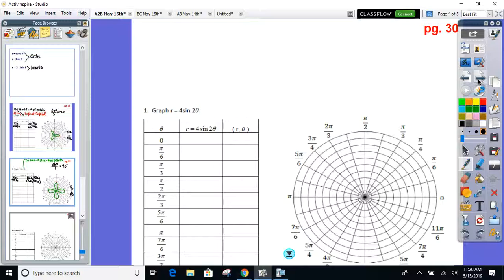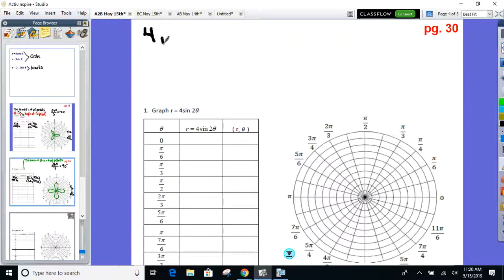Page 30. All right, you ready? Okay, tell me something about this graph first. Okay, it's sine, yep. How many petals? Four. Why four petals? Even. This number's even, multiply it by 2, that still stays the same. Still going to be 4 petals. How far out are they going to go?